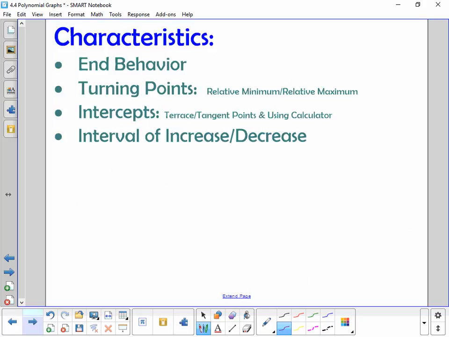Today we're going to talk more in depth about 4 of the characteristics. Now, in some ways these are all reviews. We've talked about end behavior before. We've talked about mins and maxes before. We've talked about intercepts before. And we've talked about intervals of increase and decrease before. We're just going to talk about them through the lens of polynomials.